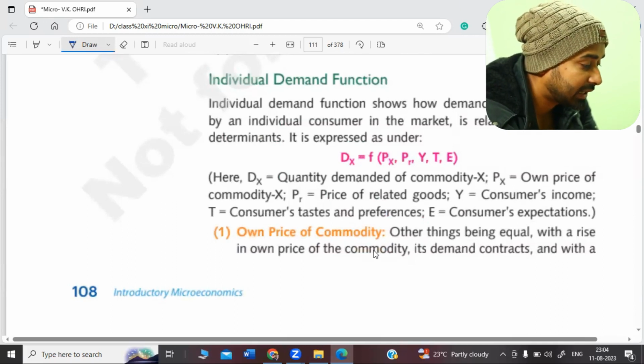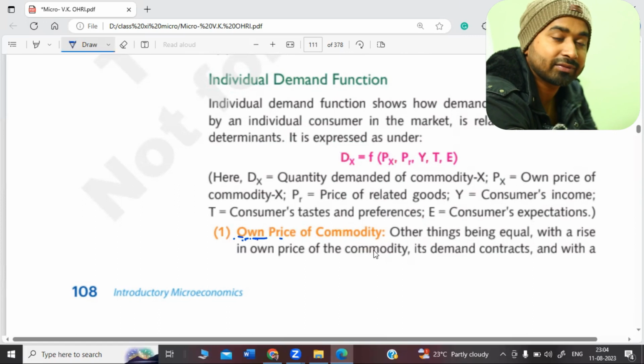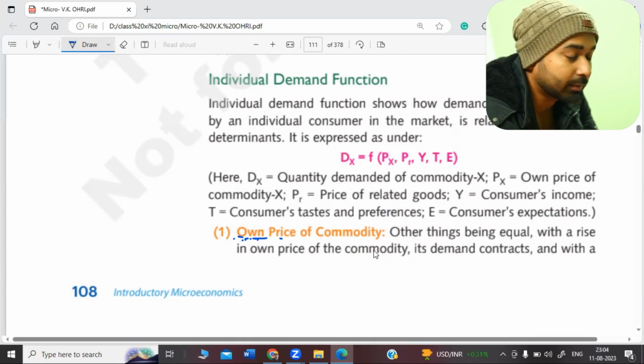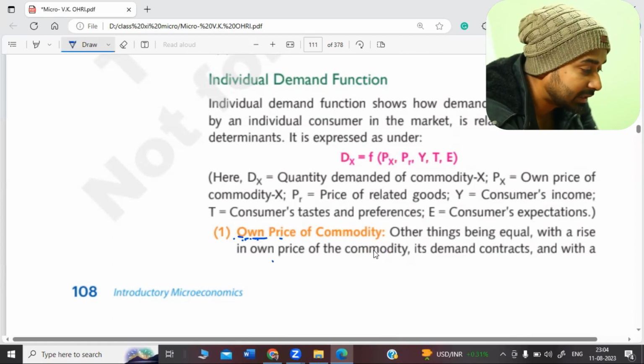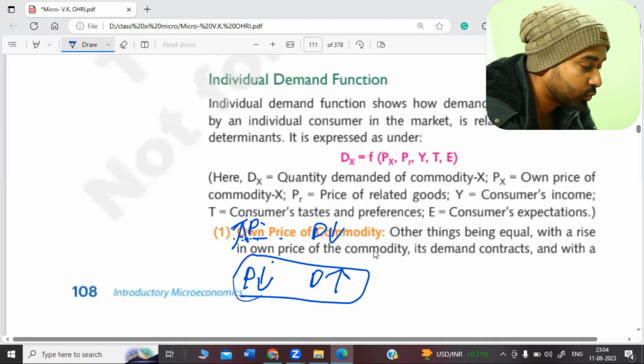What are they? First we have the own price of the commodity. Why has "own" been given? Let's see that first. The own price of the commodity: we have seen that if the price increases, quantity demanded decreases, and if the price decreases, quantity demanded increases. That is all they are telling about here. So if the price increases, I put an arrow: price increases, quantity demanded decreases. Or the opposite: price decreases, quantity demanded increases. So this is the negative relation with the own price of the commodity.